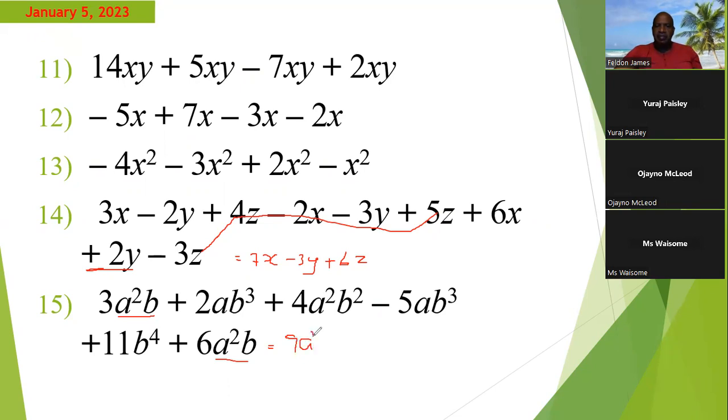Then we have a positive 2AB cubed and then minus 5AB cubed. So from that, 2AB cubed and negative 5AB cubed, we're going to be left with minus 3AB cubed. And for the others, I'll just put them back because they have no like terms to be added to. So it would be plus 4A squared B squared plus 11B to the fourth power.